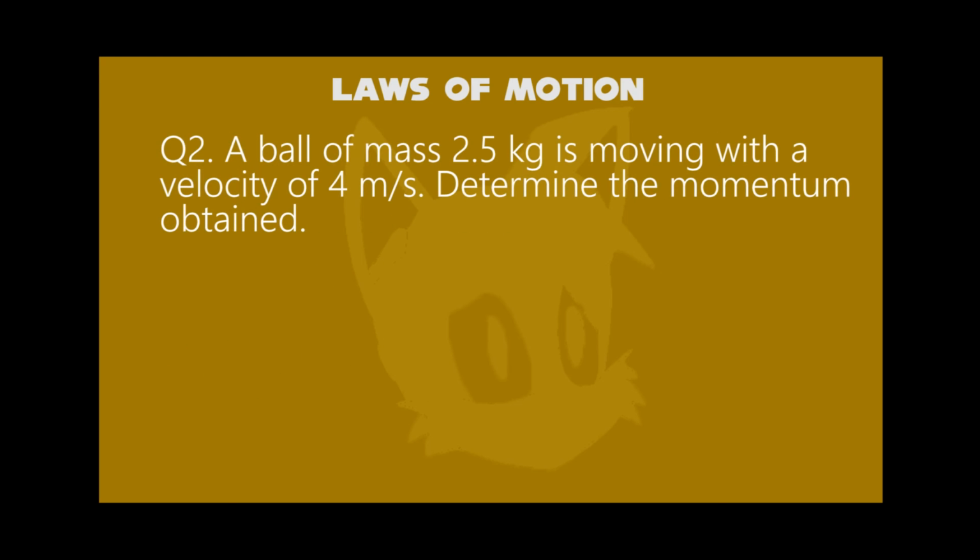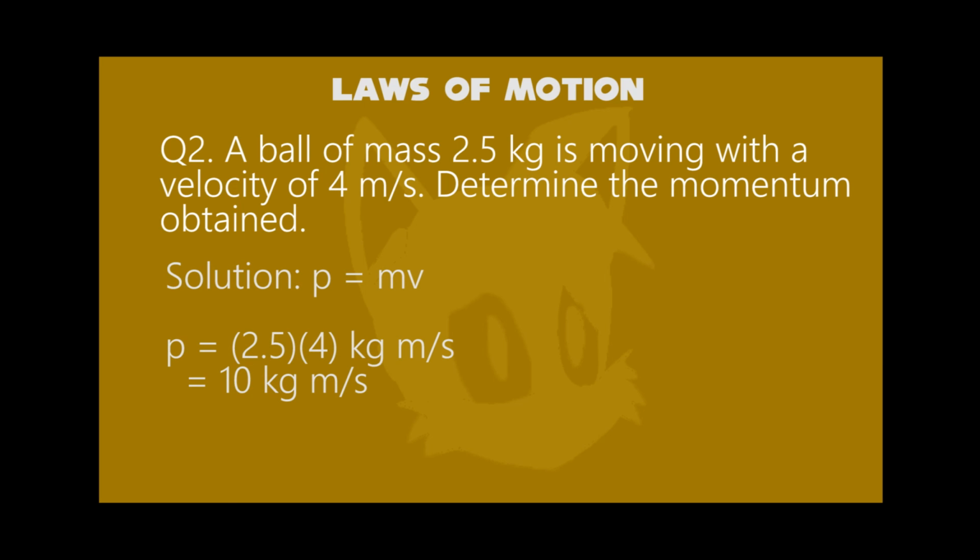And for the momentum, a ball of mass 2.5 kilograms is moving with a velocity of 4 meters per second. Determine the momentum obtained. The answer is 10 kilogram meters per second, as it does not affect the acceleration. These are the basics of Newton's laws of motion.